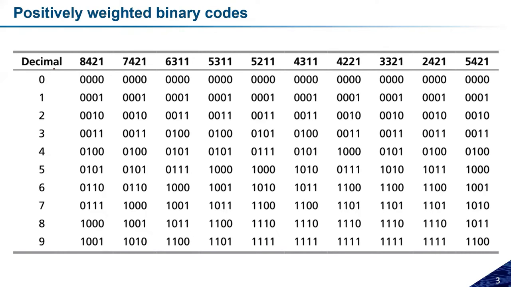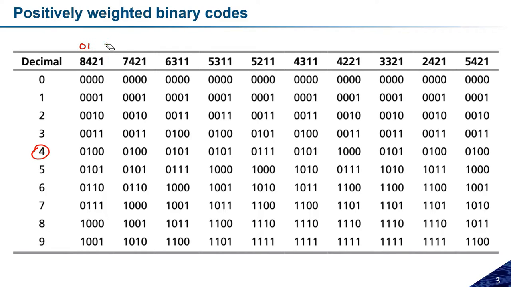Each weight or each digit can decide what the weight is. Suppose, if we talk about the 8421 code and I have to write 4, then in this code I have to activate this digit and the rest of the digits will be 0. So 0100 will represent the equivalent decimal 4.